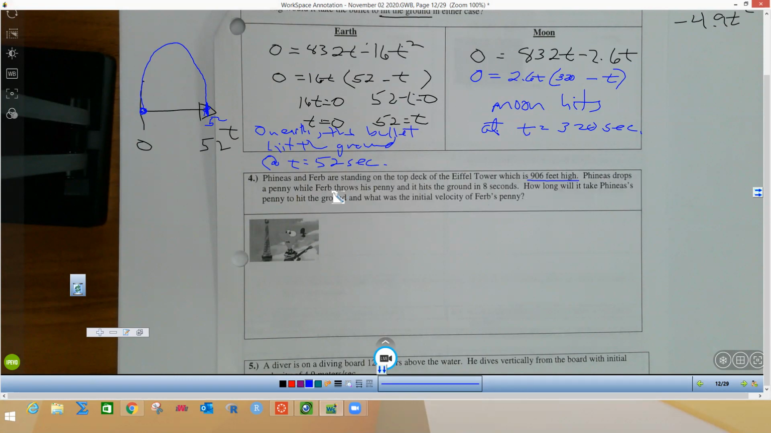Okay, so this is kind of a tough one because we have to find a couple of things out. So I'm going to tell you again, this is on the first notes.